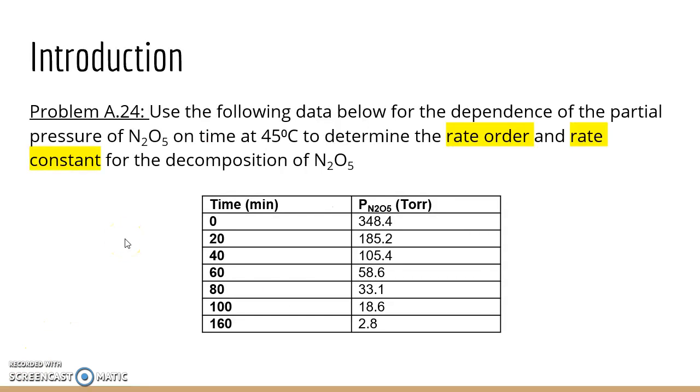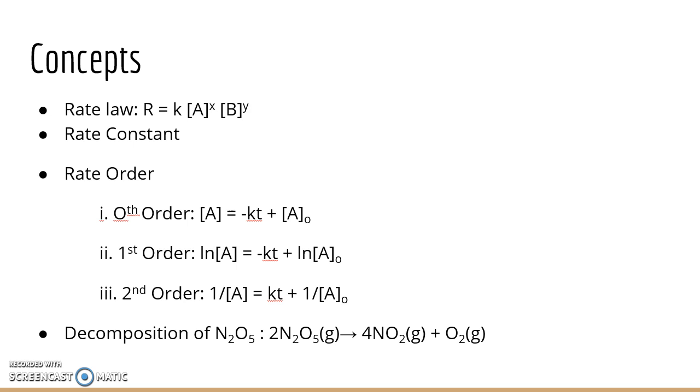So the problem asks us to determine the rate order and the rate constant of the reaction of decomposition of dinitrogen pentoxide at 45 degrees Celsius using the data collected below. So there are a few concepts that you need to understand before approaching the problem.